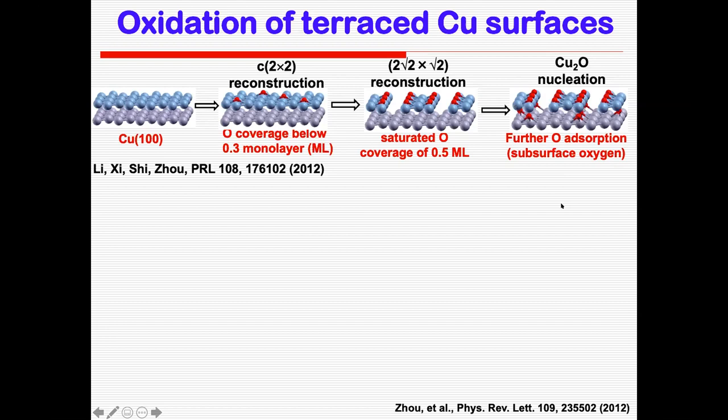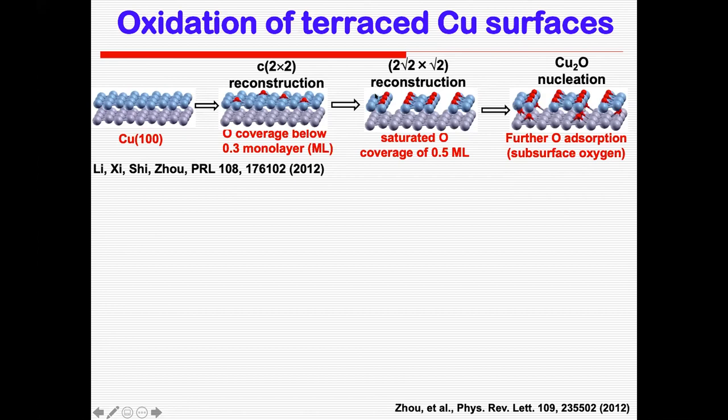That's why a single crystal surface with a low density of defects, say if your surface is atomically flat, for example for copper, if you can make a single crystal copper surface without many defects, the surface does not oxidize beyond this phase, like the chemisorption layer.